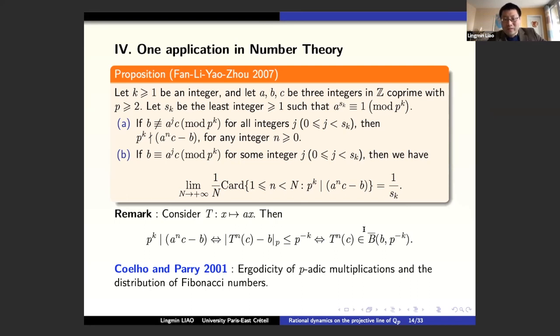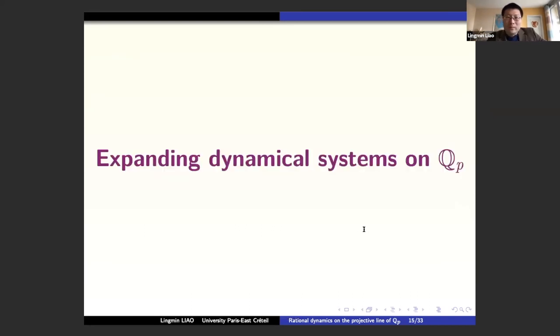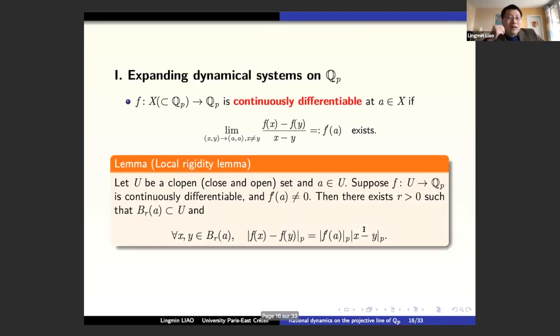So yeah, this is one application. So the second family is expanding things. For expanding things, in general, we study this kind of continuous differentiable function. And this is just some formal definition, but usually the analytic functions, the polynomials and the rational maps all satisfy this kind of property.